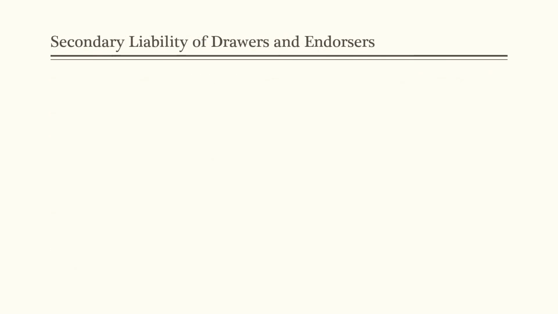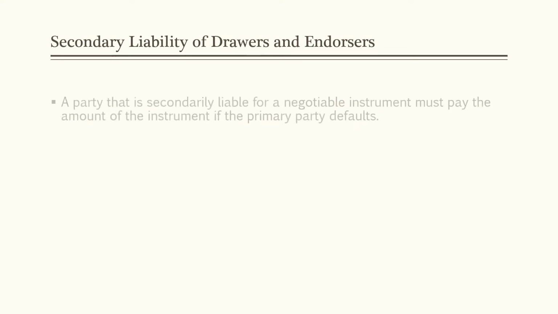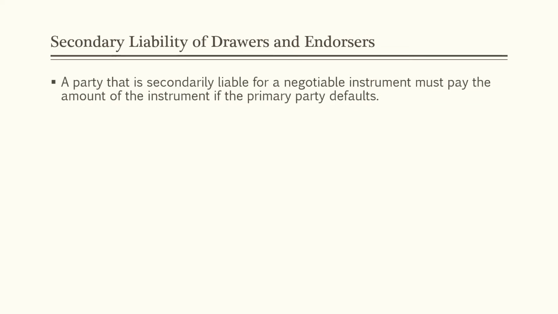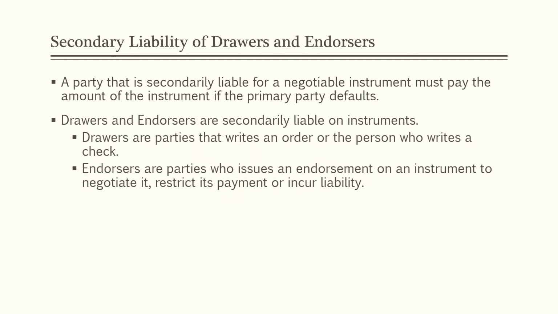Now we'll discuss secondary liability of drawers and endorsers. A party that is secondarily liable for a negotiable instrument must pay the amount of the instrument if the primary party defaults. Drawers and endorsers are secondarily liable on instruments. Drawers are parties that write an order, or the person who writes a check. Endorsers are parties who issue an endorsement on an instrument to negotiate it, restrict its payment, or incur liability. A lot of times they are the original payee, but they could be a payee that is down the line.